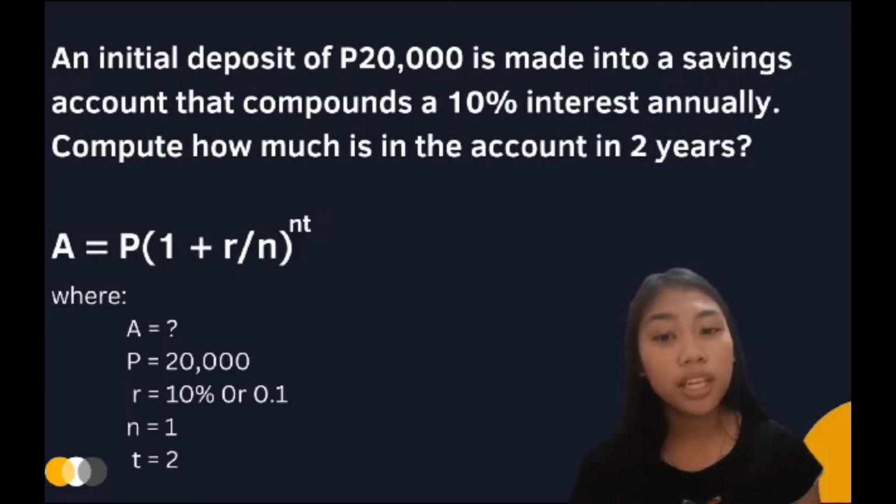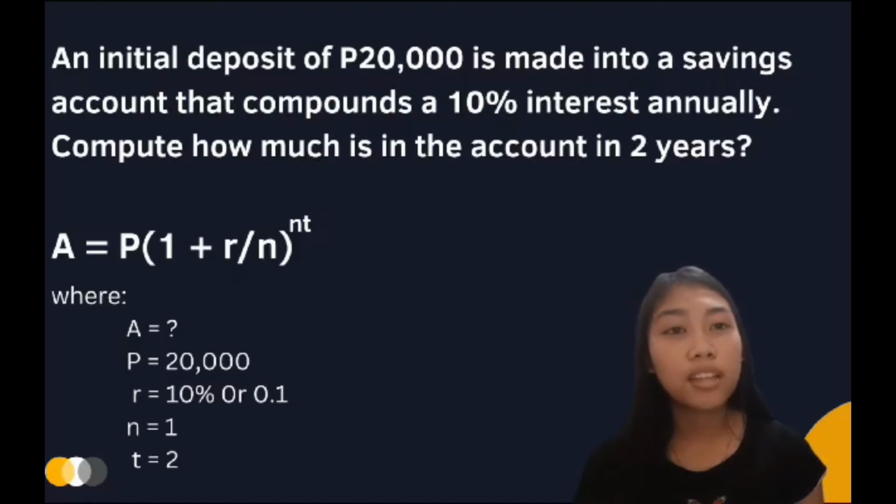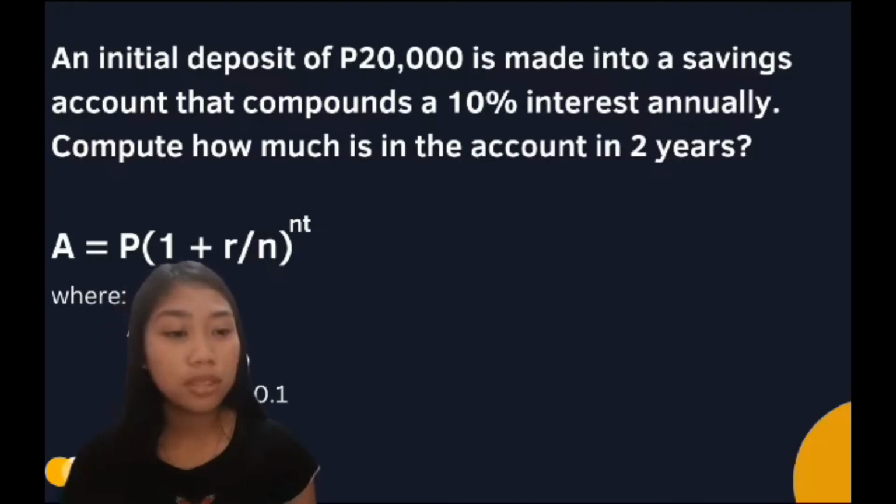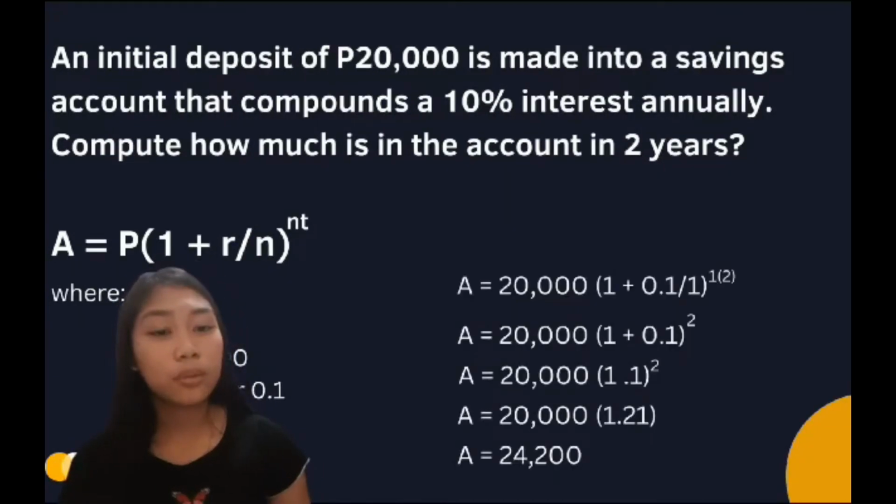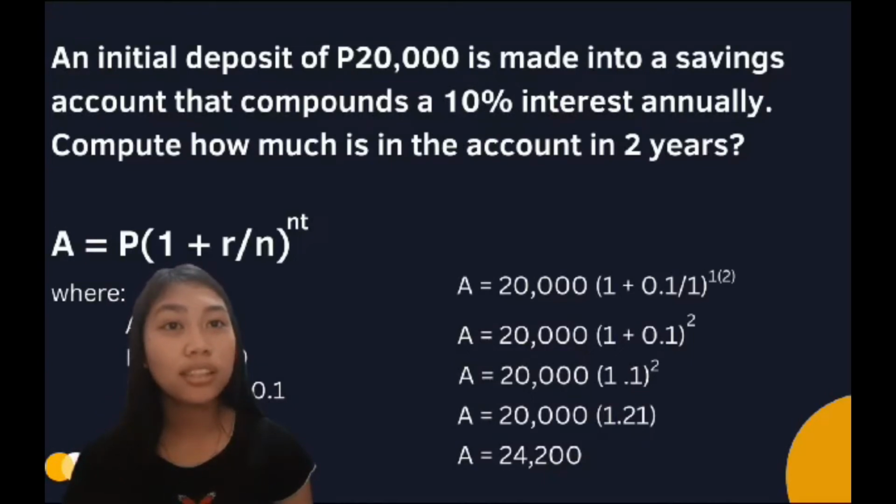A equals P times the quantity of 1 plus R over N raised to NT, where our A is missing and P is equal to 20,000, R is 10% or 0.1, N is 1, and T is 2. So, we'll substitute the value. It will be A equals 20,000 times the quantity of 1 plus 0.1 over 1 raised to 1 times 2.